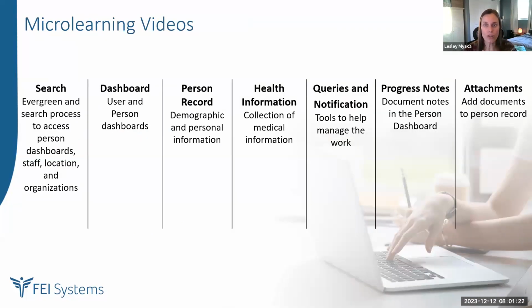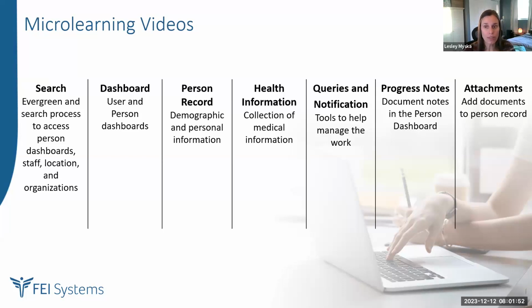Prior to this training, you should have watched the Evergreen microlearning videos. If you have not yet had a chance to watch them, you still can. They're out on our project website at maine.gov/dhhs/EIS/evergreen. The videos provide training for the following topics: search, which is an introduction to Evergreen and the search process, and how to access person records, staff records, locations, and organizations.